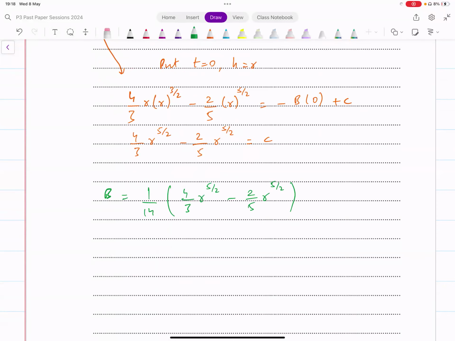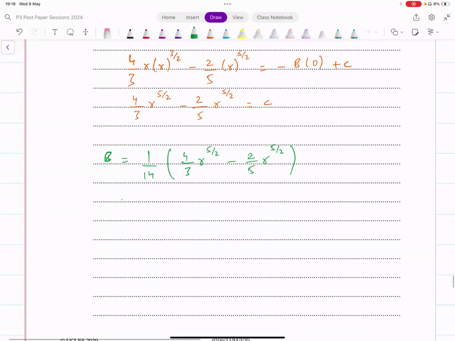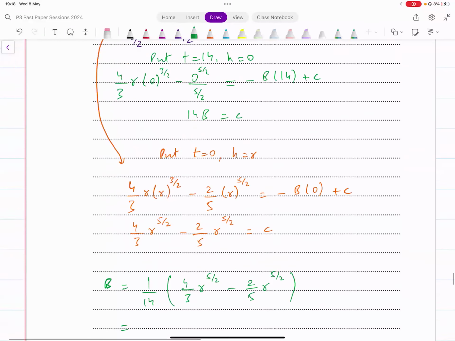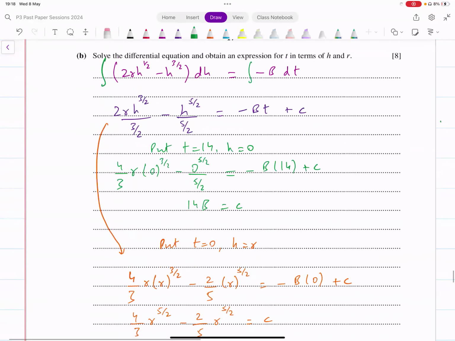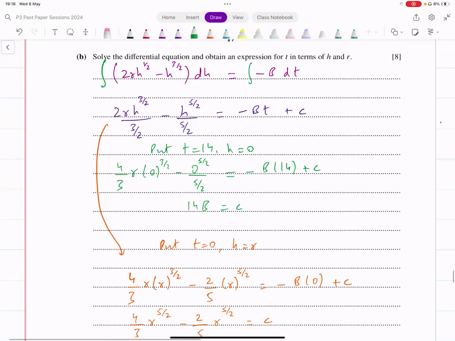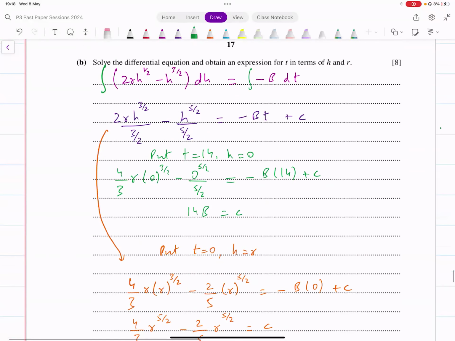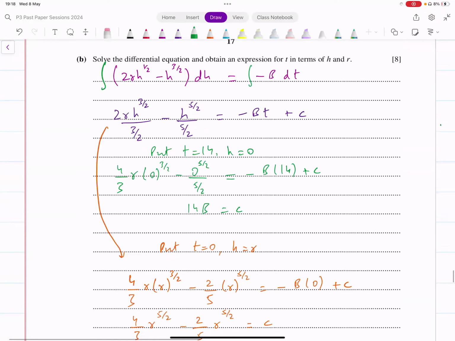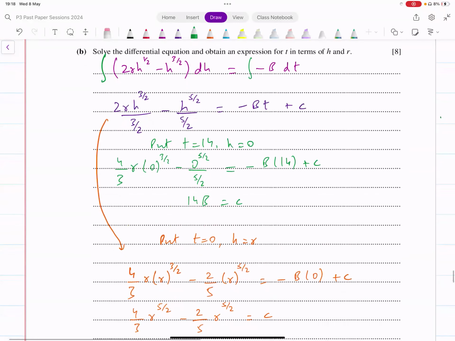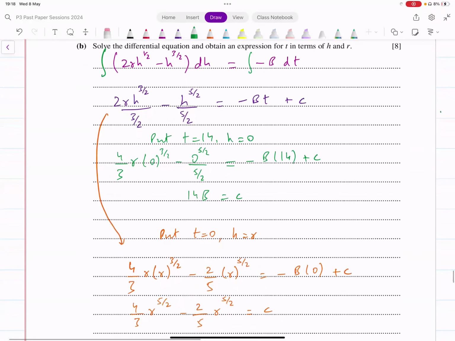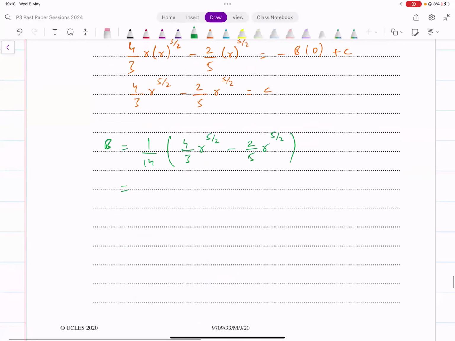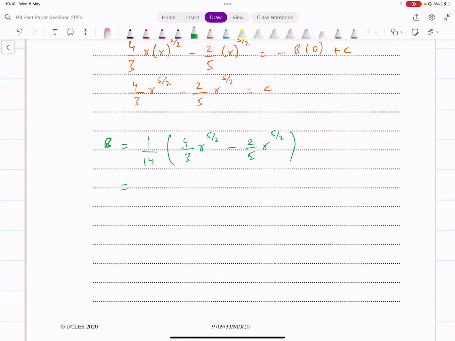Okay, that's what B turns out to be. Now we simplify this and see what that gives us. Where do we need B at the end? B into T, and we want to make T the subject at the end. Okay, all right. So this is what we get. If we want to simplify this, we can do that. Let's simplify this and see what that gives us.